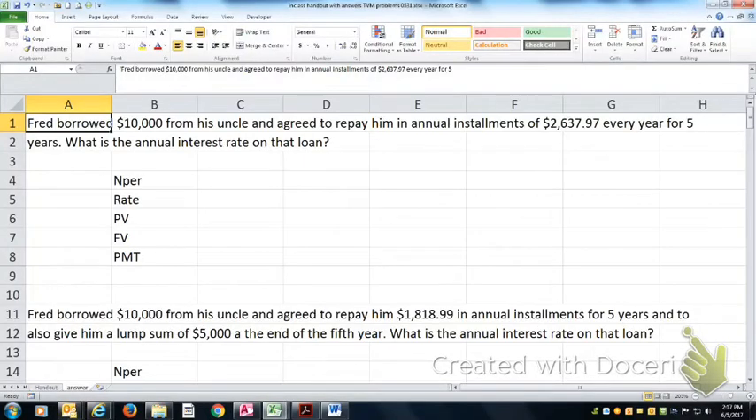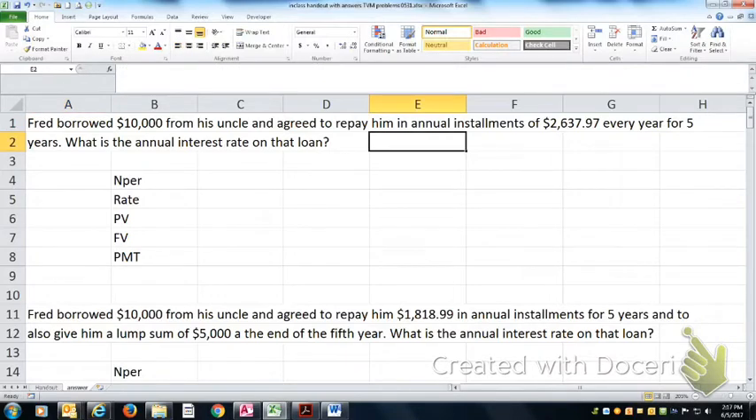These are some simple time value of money problems to get folks started with. This first one: Fred borrowed $10,000 from his uncle and agreed to repay him in annual installments of $2,637.97 each year for 5 years. What's the annual interest rate on that loan?